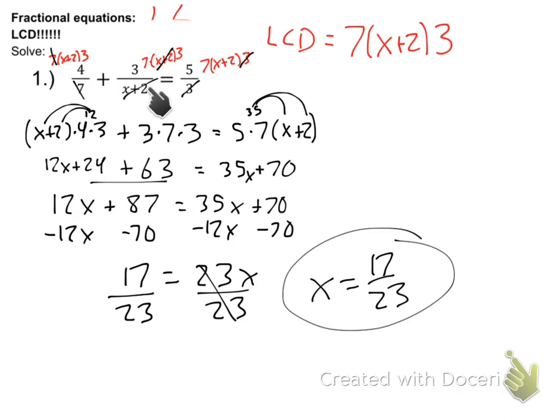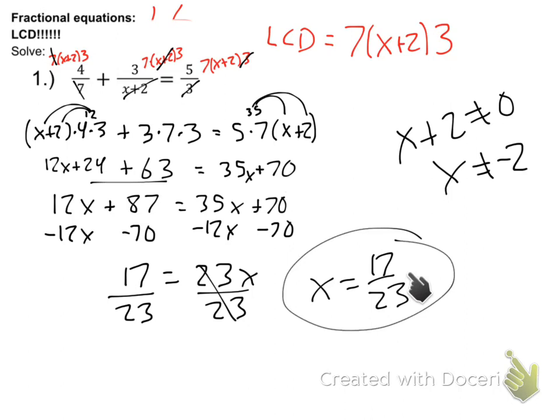But here's another thing too: x is on the bottom. It's actually x plus 2 on the bottom. There is some value that you cannot be. That value corresponds to the fact that you cannot divide by 0. So I know by just looking at this, x plus 2 can never equal 0, or x can never equal negative 2. But since this number is not negative 2, I'm okay with that.